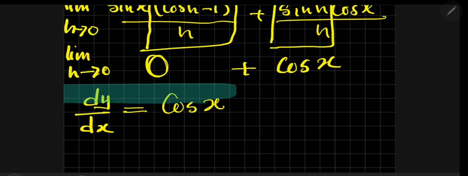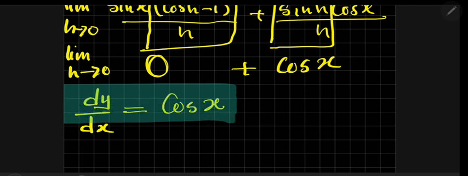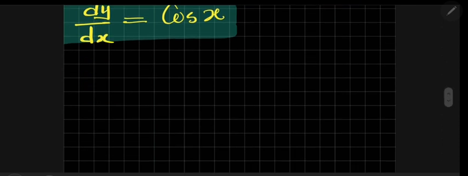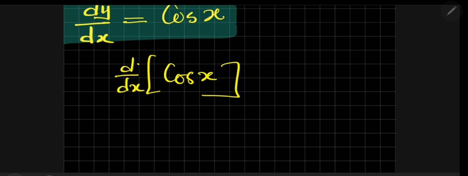Wow, you see how easy that was? So we still have 2 more to go: the derivative of the cosine of x and the derivative of the tangent of x. Alright, let's move on. We go to the derivative of the cosine of x.